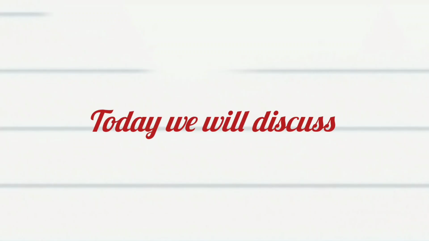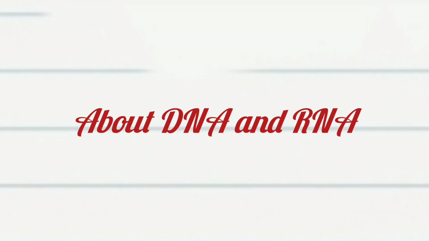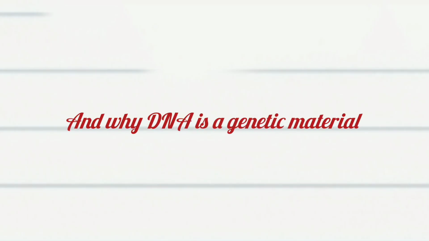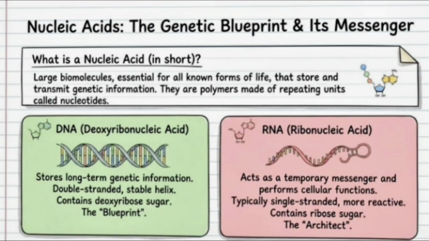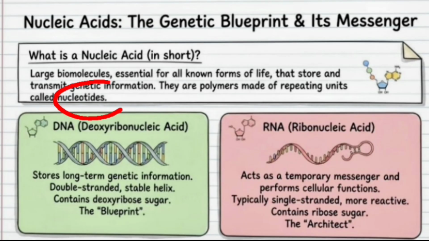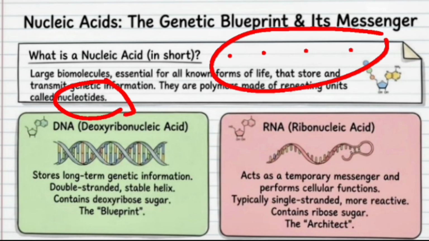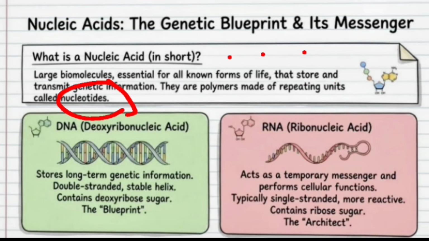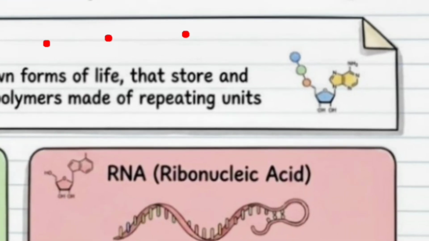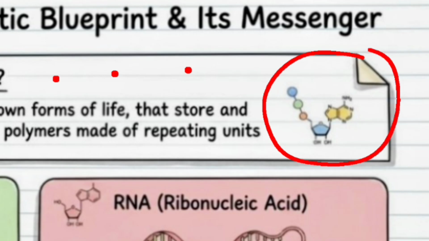Today we will discuss DNA and RNA, and why DNA is a genetic material and RNA is not, even though both are nucleic acids. So what is nucleic acid? Nucleic acids are polymers of nucleotides. That means many nucleotides are bound together to form nucleic acid. It is also essential for containing genetic information. It is a biomolecule, by the way. See, this is a nucleotide, and other nucleotides are bound together to form nucleic acid.